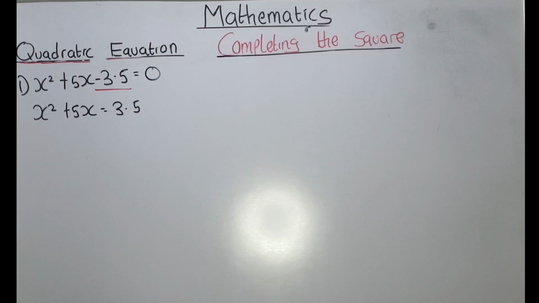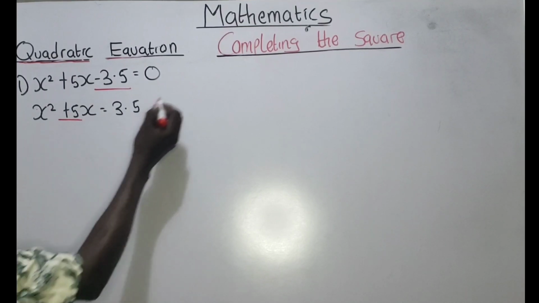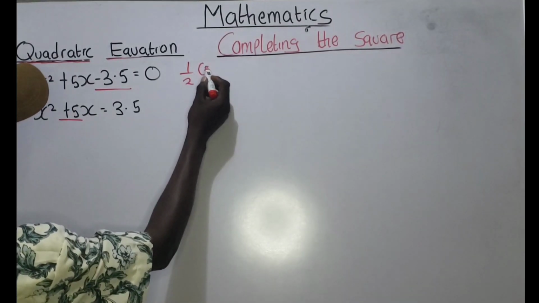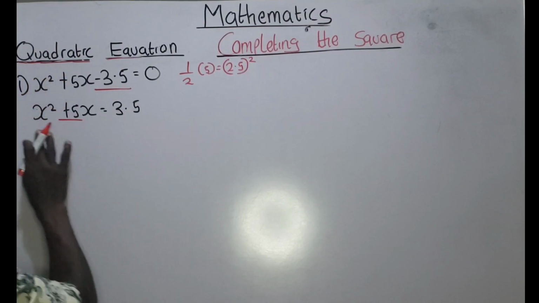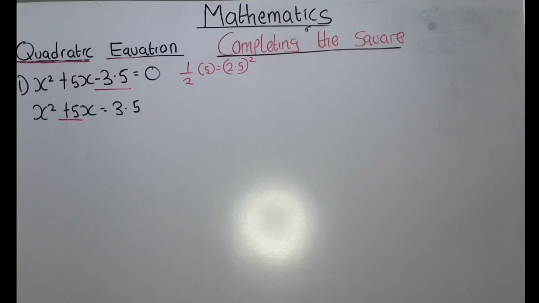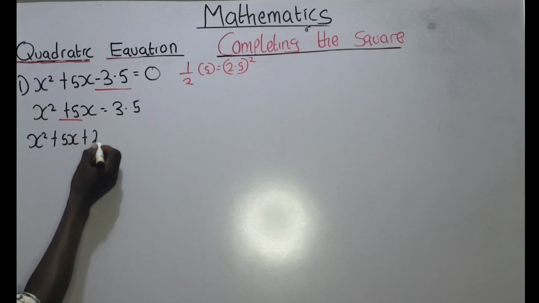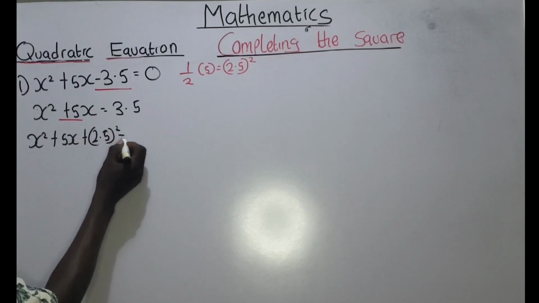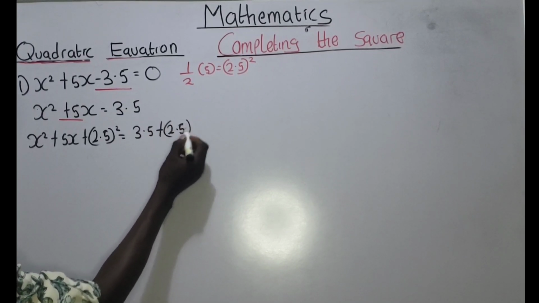Now, having taken the constant term to the right hand side of the equation, the next step is that we have to take half of the second term and square it. Then we add it to both sides of the equation. The second term is plus 5. Half of 5 is 2.5. So I'm going to square 2.5 and add it to both sides of this equation. The equation becomes x squared plus 5x plus 2.5 squared equals 3.5 plus 2.5 squared. Do you understand?